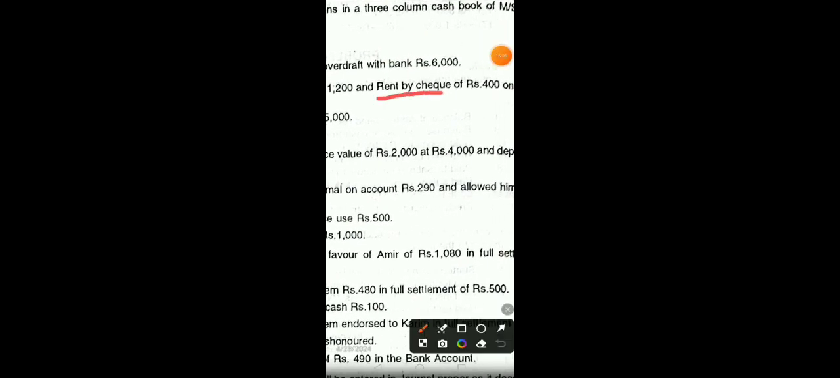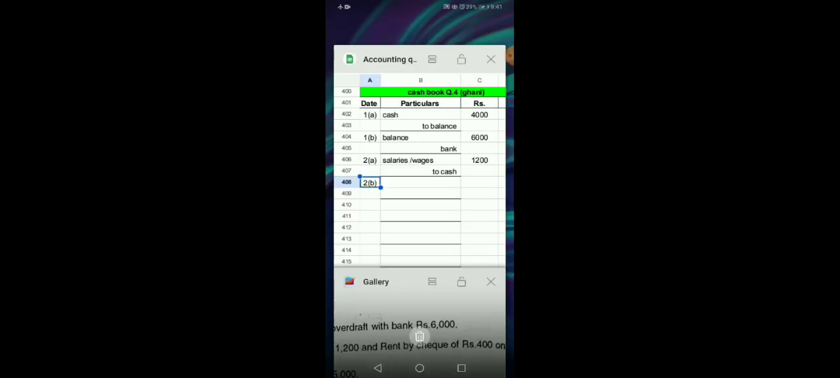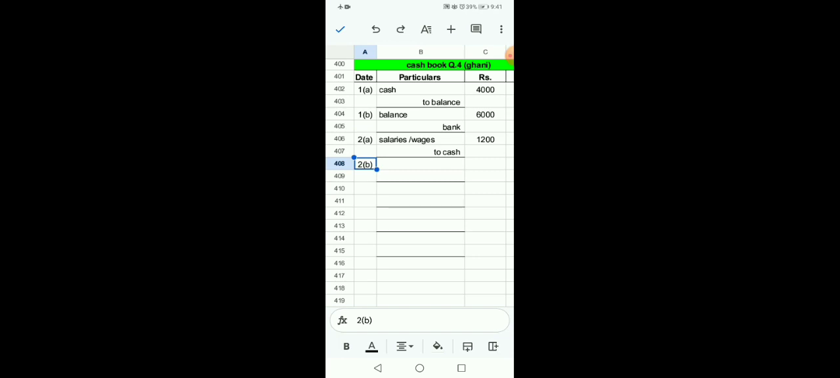Okay, close it. Now we will do 2b entry, which is second part of the transaction. 2b is saying that rent is paid by check. When you pay your rent by check, it means you will be issuing a check. When you issue the check to the person to whom you are paying the rent, he will go to your bank account, present that check, and withdraw the amount from your bank account. Amount present in bank account would be decreased. Bank account is your asset. Asset is decreased. Decrease in asset should be credited. So you will mention name of bank on credit side.